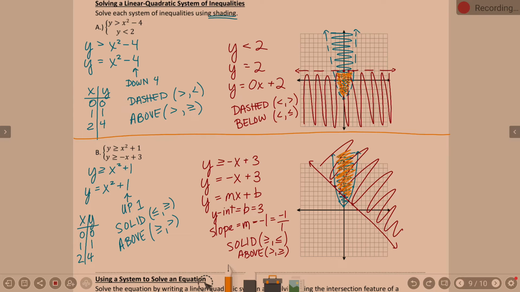Okay. I tried to, as we went along, you know, I kept putting when we were solid, above, below, dash, all those. I kept putting what type of signs would make us do each of those things so we'd know. Okay, questions there?